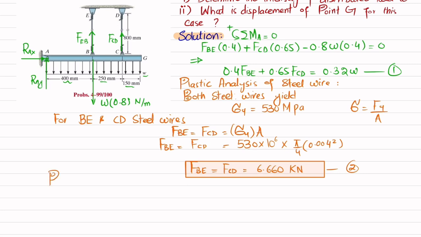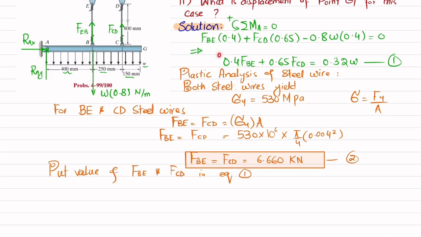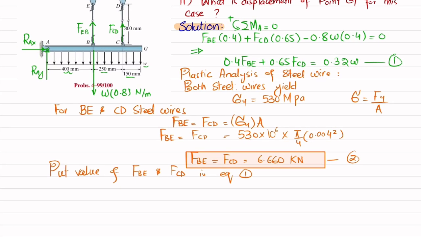Now you have these forces, this is your equation number 2. So put the value of FBE and FCD in equation number 1. You can see this is your equation number 1. When you put the value, you will get this W. I am not going to put it because this is a very easy step. So you will get 21.9 into 10 raised to power 3 Newton per meter, or you can also convert it, it is equal to 29.1 kilonewton per meter.